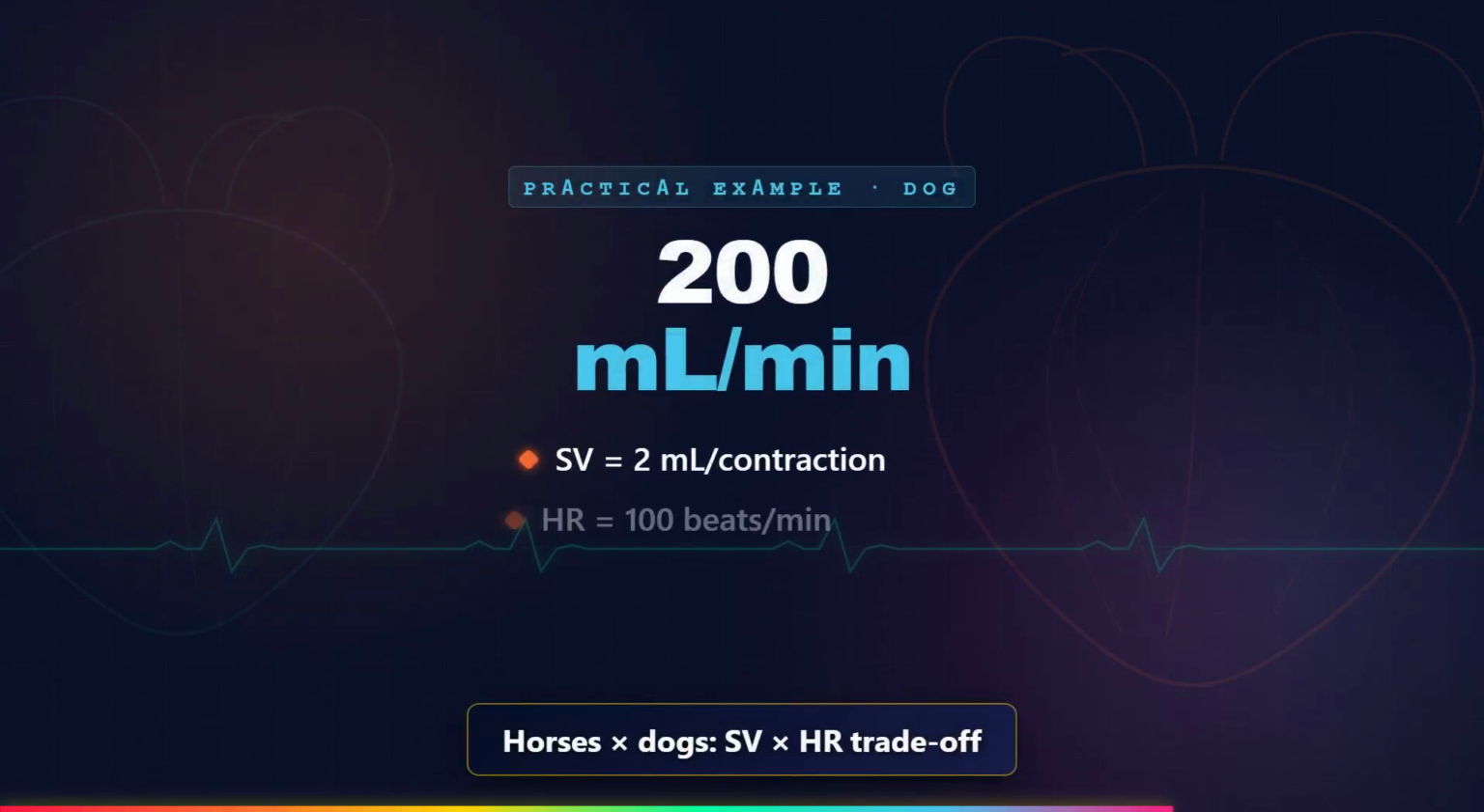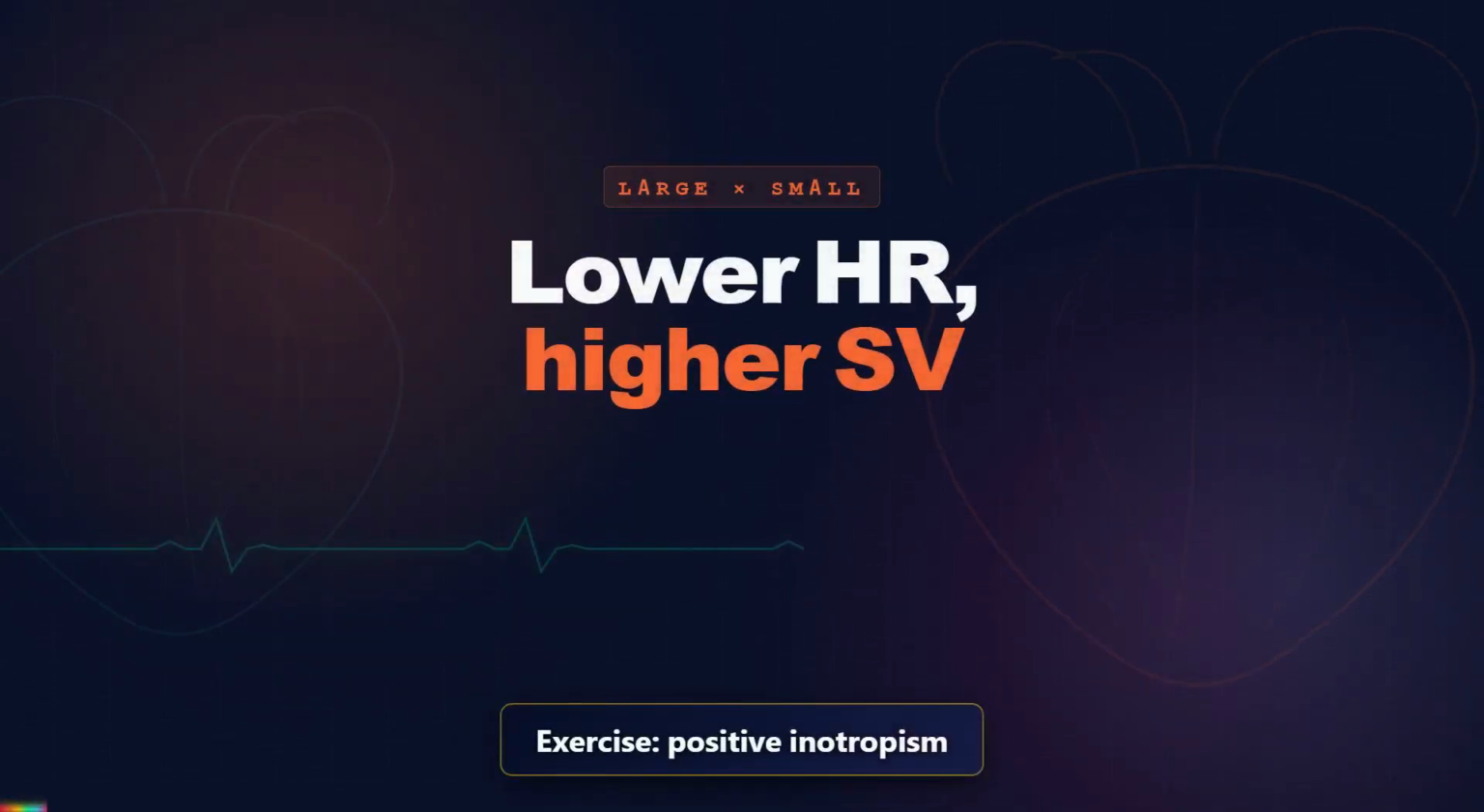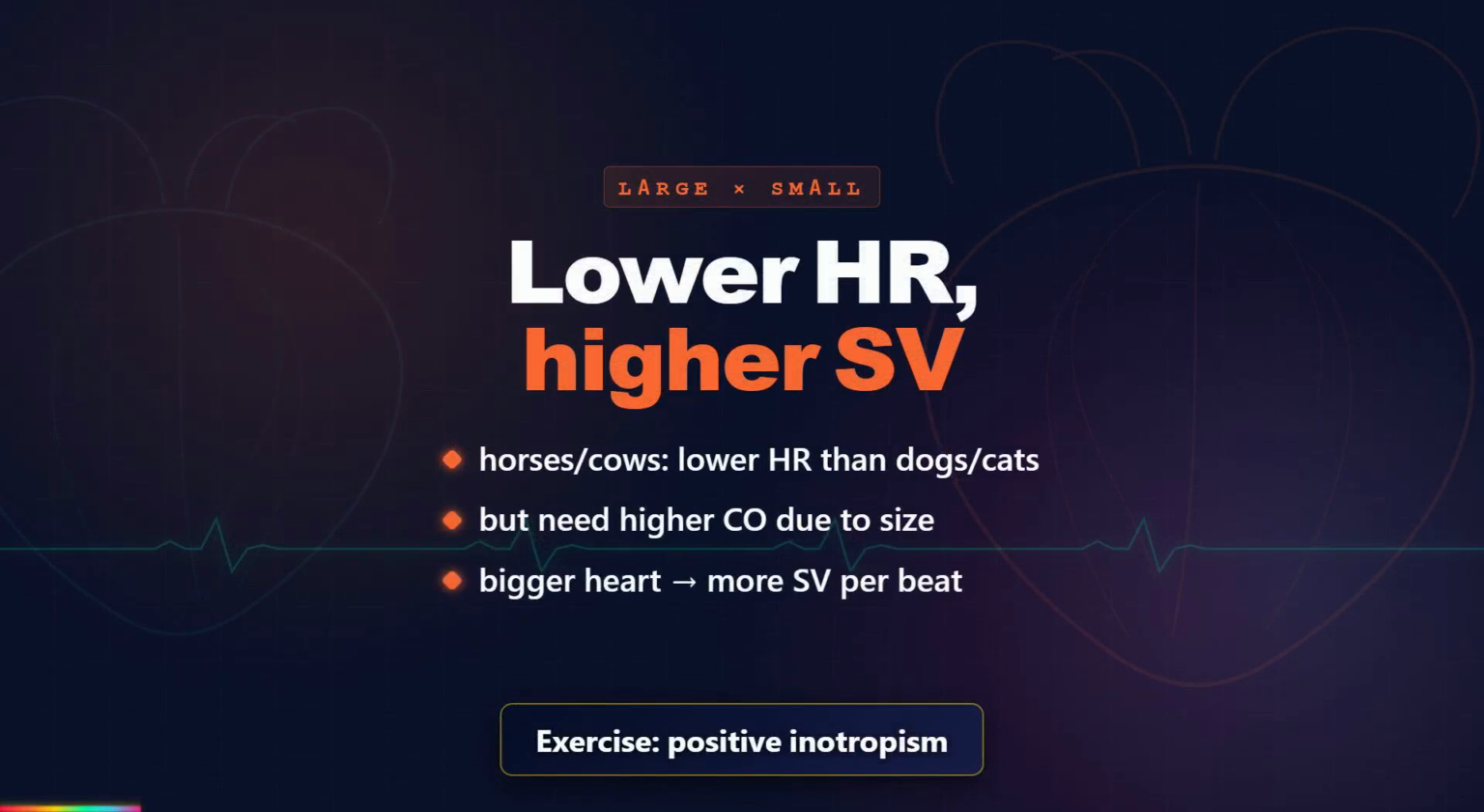Interesting. Horses and cows have lower heart rates than dogs and cats, but need higher cardiac output due to their size. How do they compensate? Higher stroke volume. Their heart is much bigger, so each beat pumps much more blood. Vigorous exercise increases oxygen demand. The heart responds by increasing contractility, called positive inotropism, which raises stroke volume and increases heart rate too. Both factors together raise cardiac output.